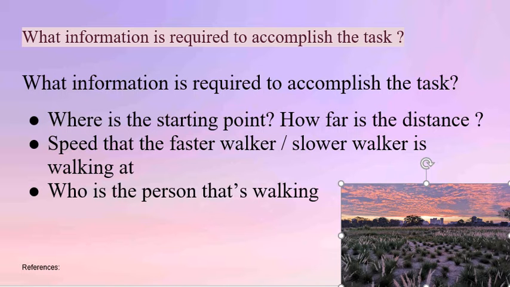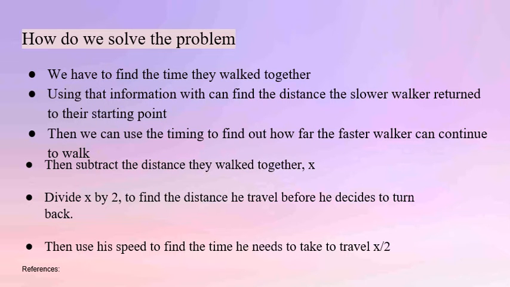The information we need to accomplish the task is where the starting point is, how far the distance is, the speed that the faster walker and slower walker are walking at, and the person that is walking. To solve the problem, we need to find the time that they walk together, and using that information, we can find the distance the slower walker returned to the starting point. We can use the timing to find out how far the faster walker can continue to walk, and then subtract the distance they walk together, which is x. Then we divide x by 2 to find the distance he travelled before he decided to return back to the starting point. Then we use his speed to find the time he needs to take to travel.